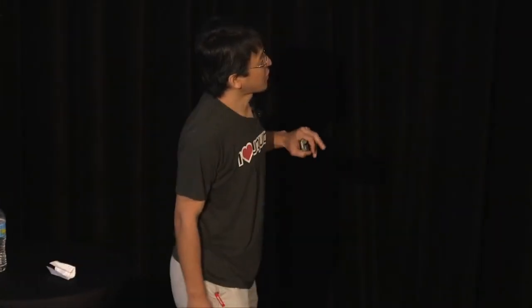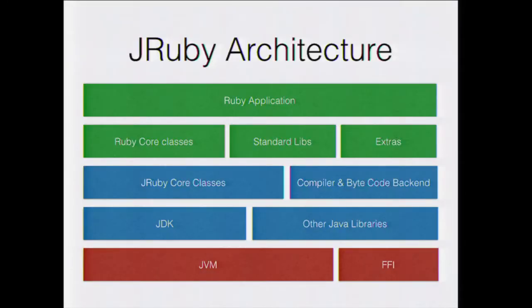Okay, there are many ways JRuby can still be better, and in order to understand how that can happen, we need to understand what JRuby is made of. And here's a big enterprise slide. You can see the JVM at the very bottom. On top of that, we have the JDK and Java libraries. On top of it, we have JRuby core classes and compilers, and then Ruby after that. Okay? Your application will be sitting on top.